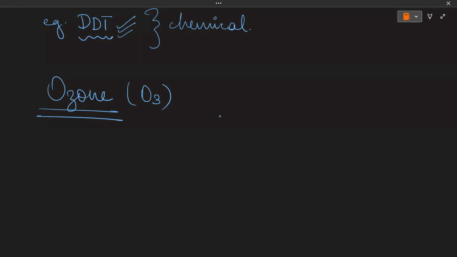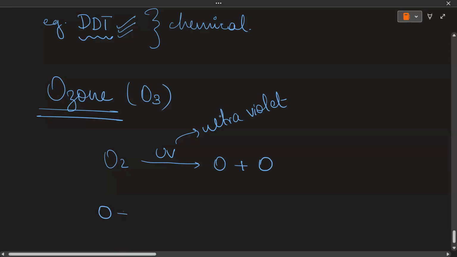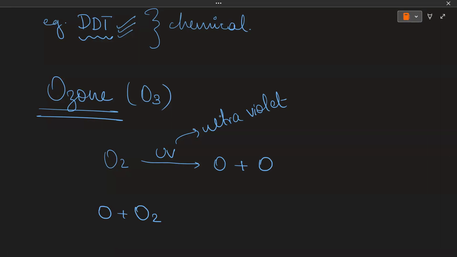Meaning, see, like how this is O2. Now, O2 gets acted upon by UV rays. UV means ultraviolet. So when UV rays act upon the oxygen, they break it into two oxygen atoms. Now, when one oxygen atom combines with one oxygen molecule, do you understand the difference between an oxygen molecule and an oxygen atom?